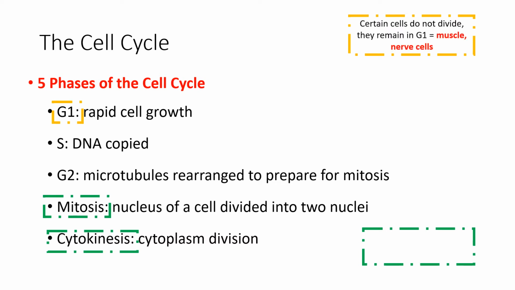Some cells actually remain in G1. They just grow and grow, cell growth. They don't divide. So that is the muscle cells and your nerve cells. They do not divide. They actually stay and they just keep on growing. Mitosis and cytokinesis allow organisms to grow and replace damage because they're replicating new cells.